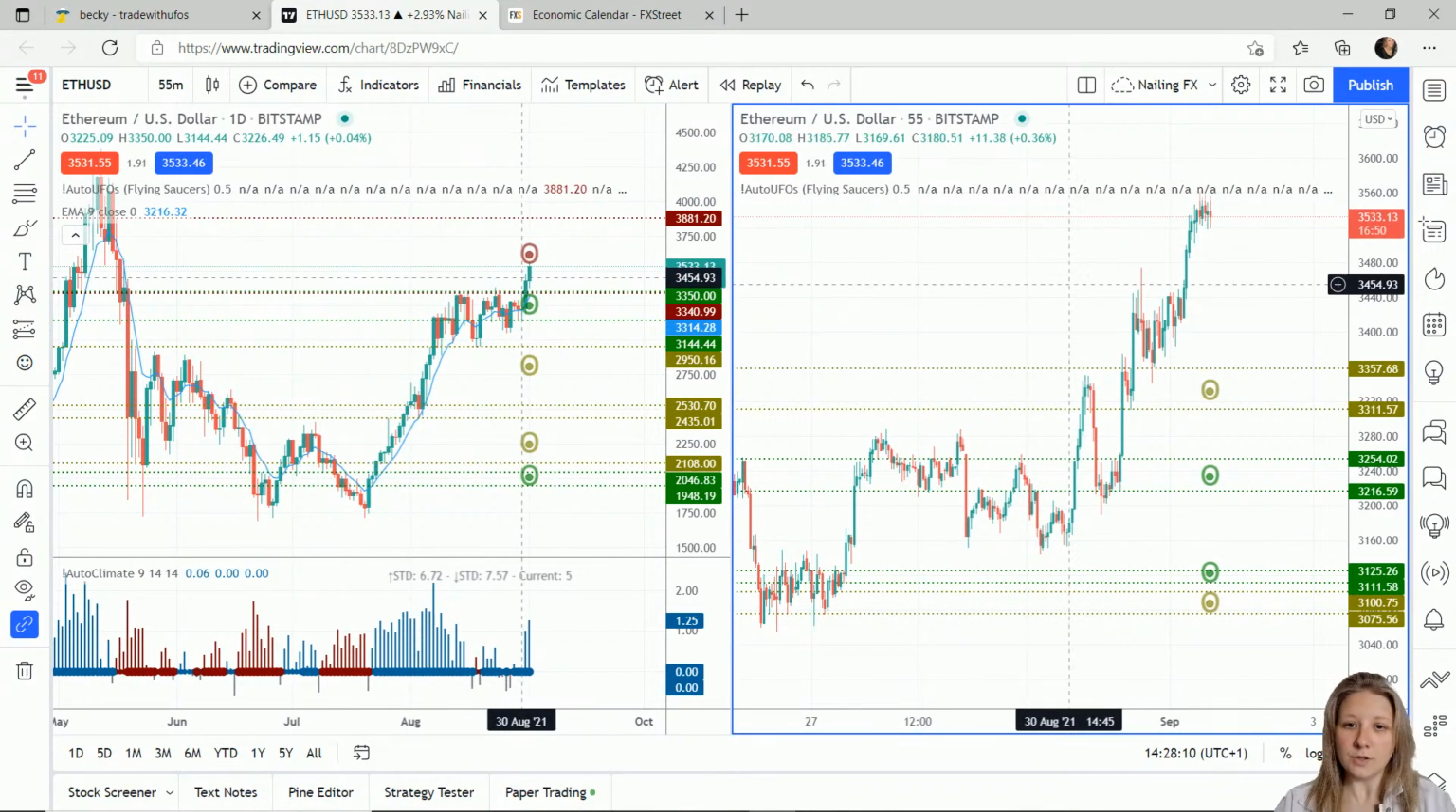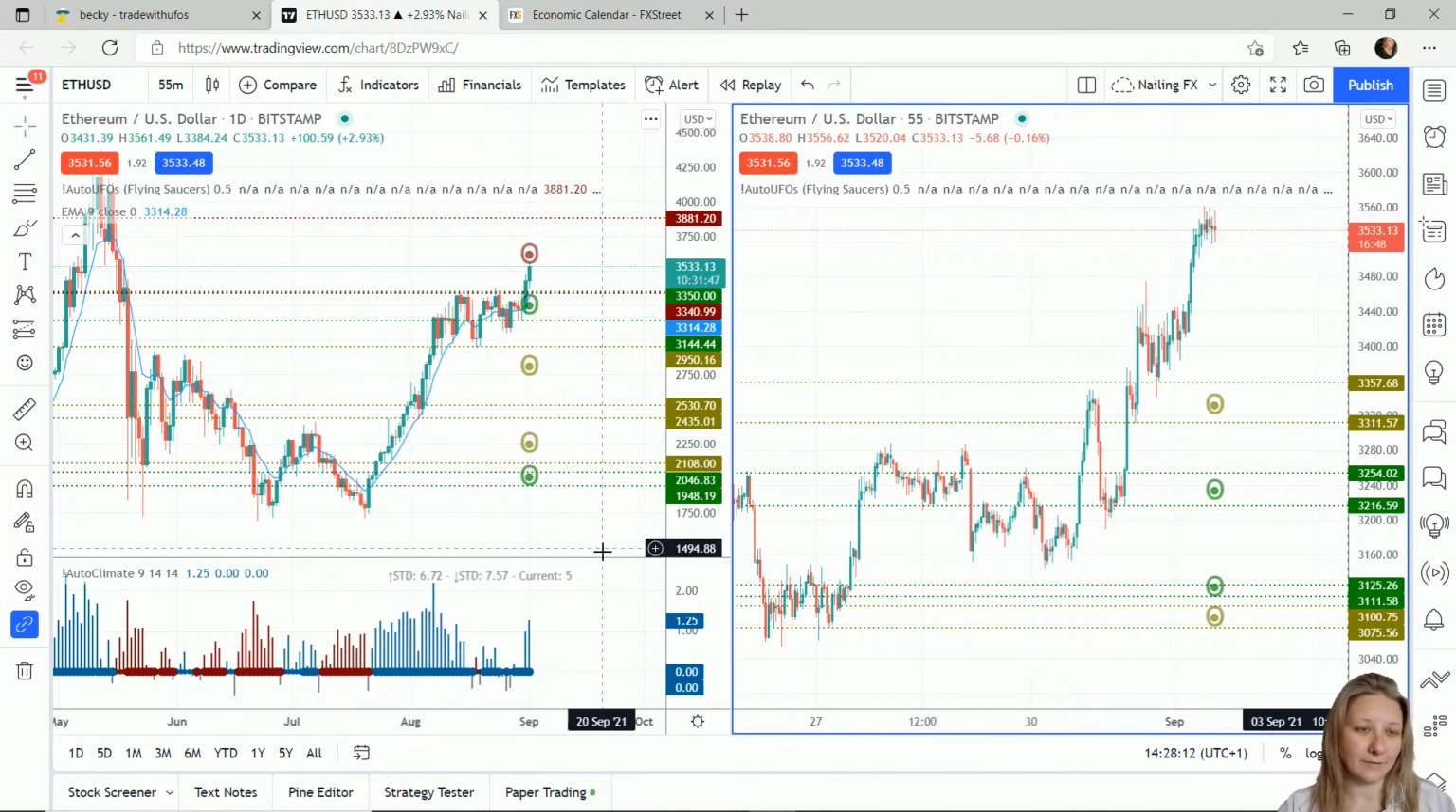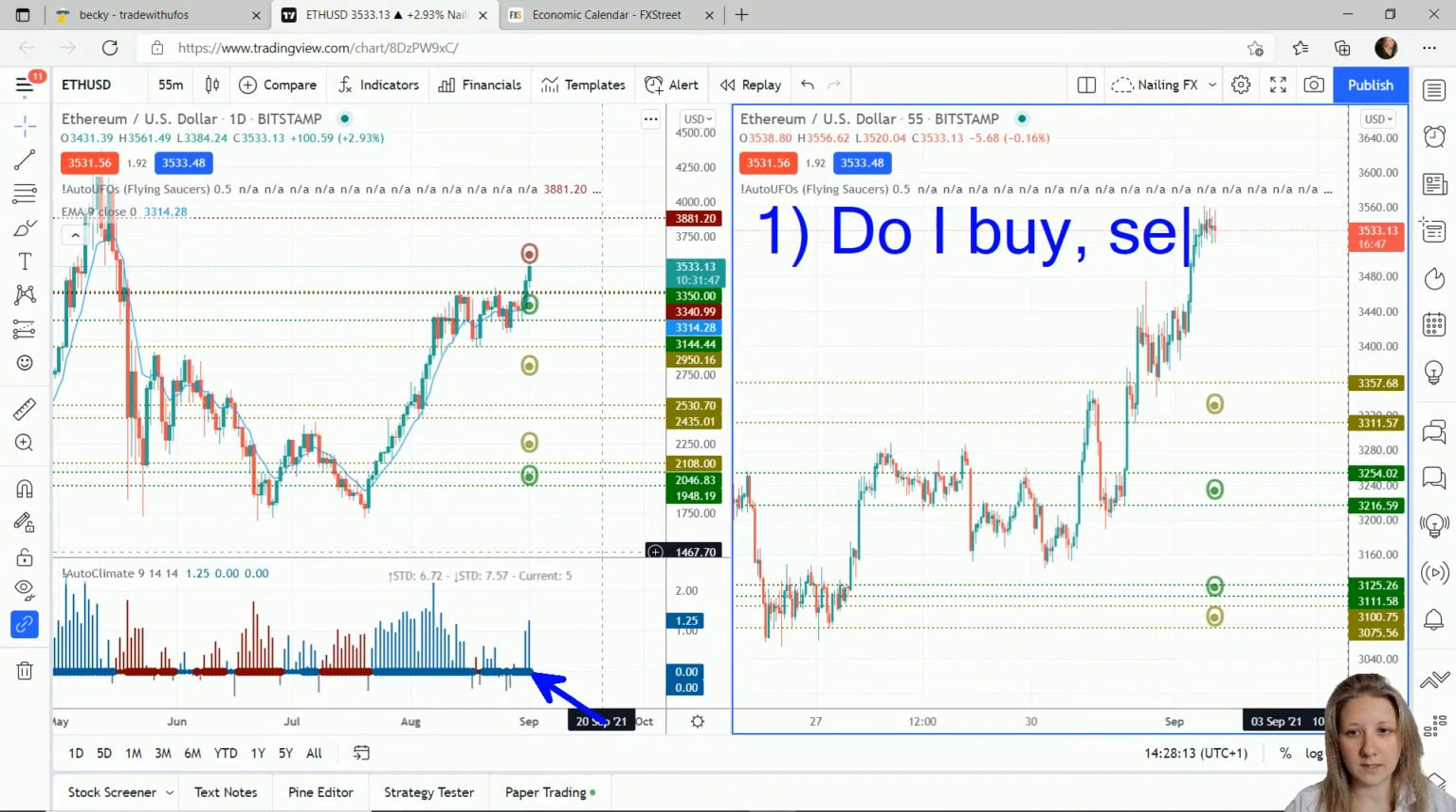Okay. So with Ethereum, we have a thick blue dot on our auto climate. Now, why is that important? It's important because first things first, when we trade, we want to know, do I buy, sell, or do nothing?